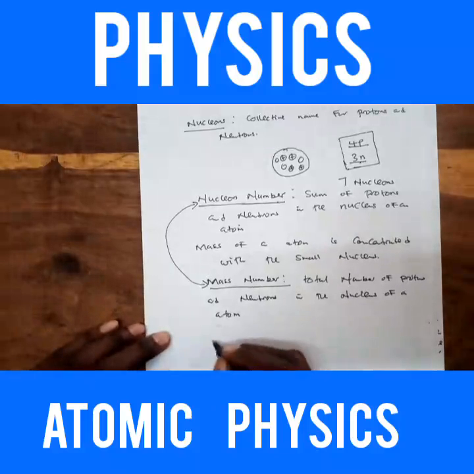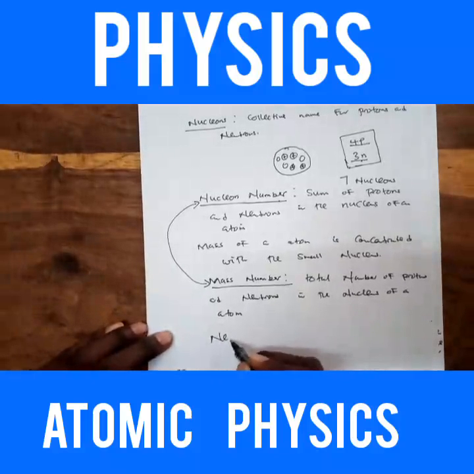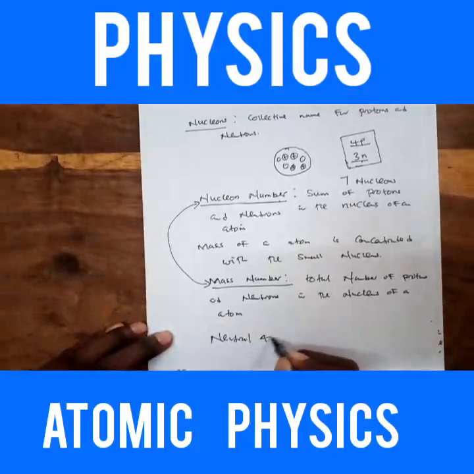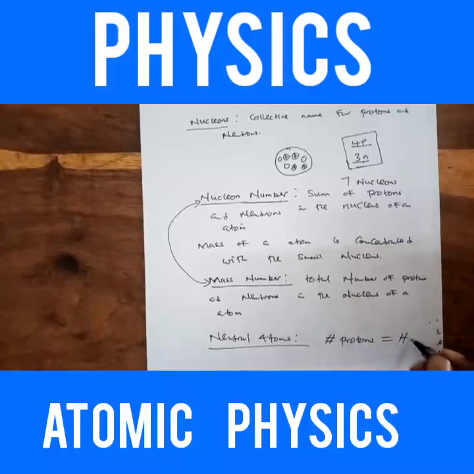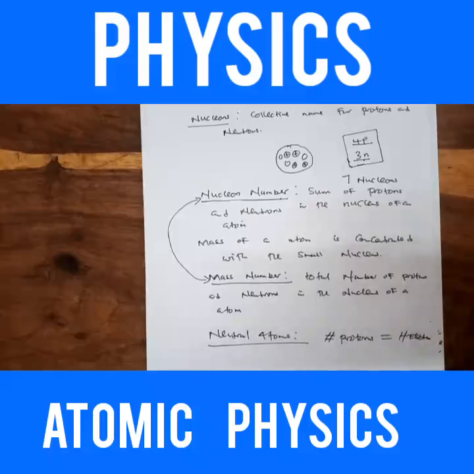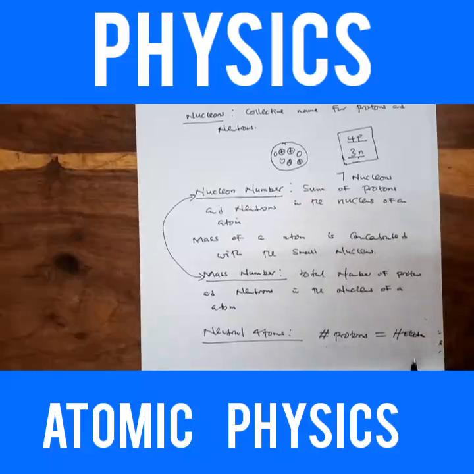Now, for neutral atoms, what we should know is that the number of protons is equal to the number of electrons. So if an atom has 14 protons, then automatically the number of electrons in that particular atom is also 14 because that atom is neutral.